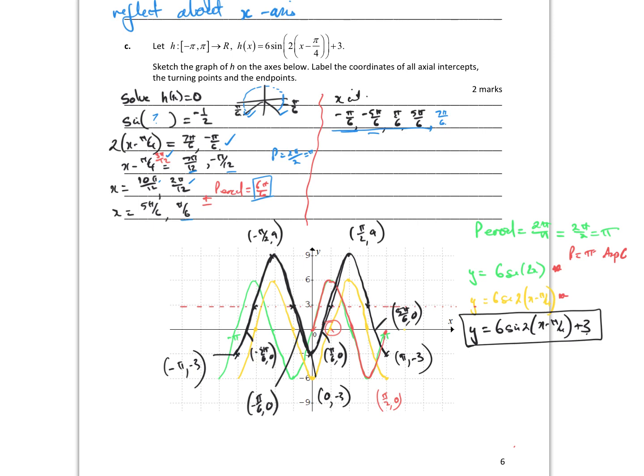What do we have to do? Label coordinates of actual intercepts, we've done that. Turning points, we've done that. And endpoints, make sure you do that. So please, at the end of each question, go back and check. So as I'm making the video, I've already found one mistake there in the first question. All right.